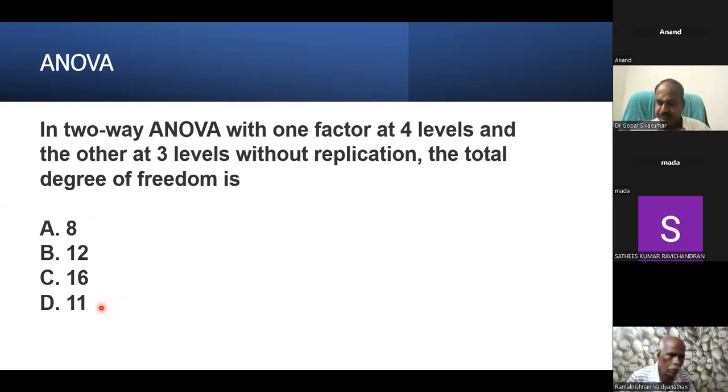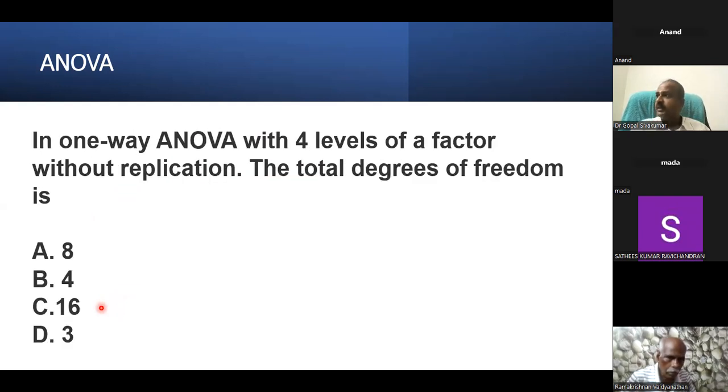Hope you understand? Yes. Now, in one way ANOVA with 4 levels of a factor without replication, the total number of experiments is 4. Because it is one way ANOVA, only one factor, 4 levels. So total how many experiments? 4 experiments because no replication. 3 is the answer. So the degree of freedom will be 3.